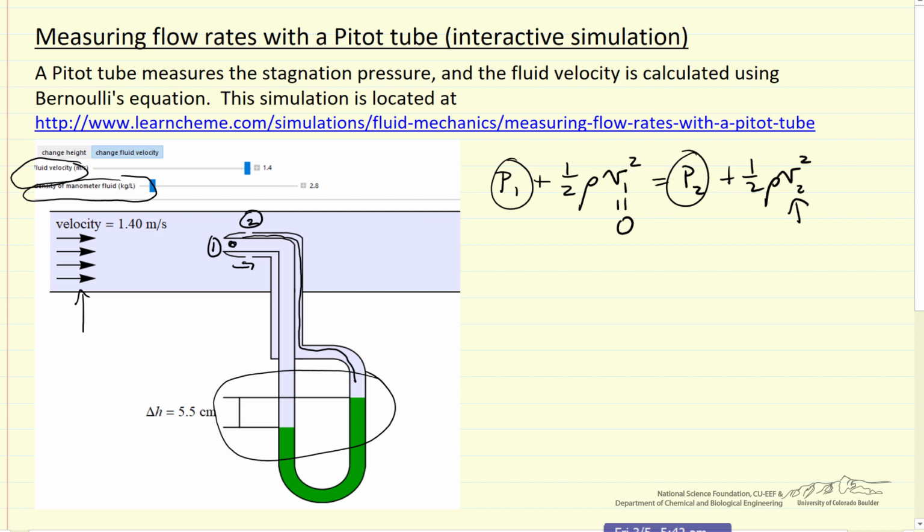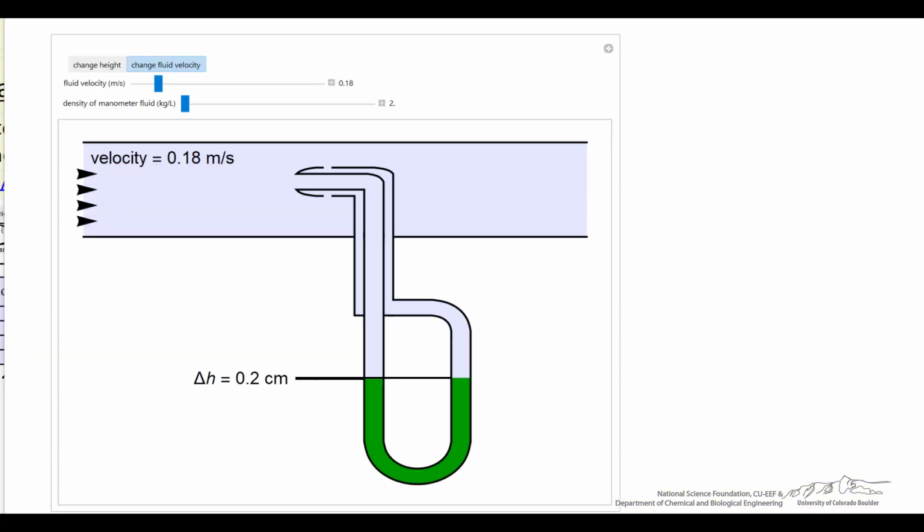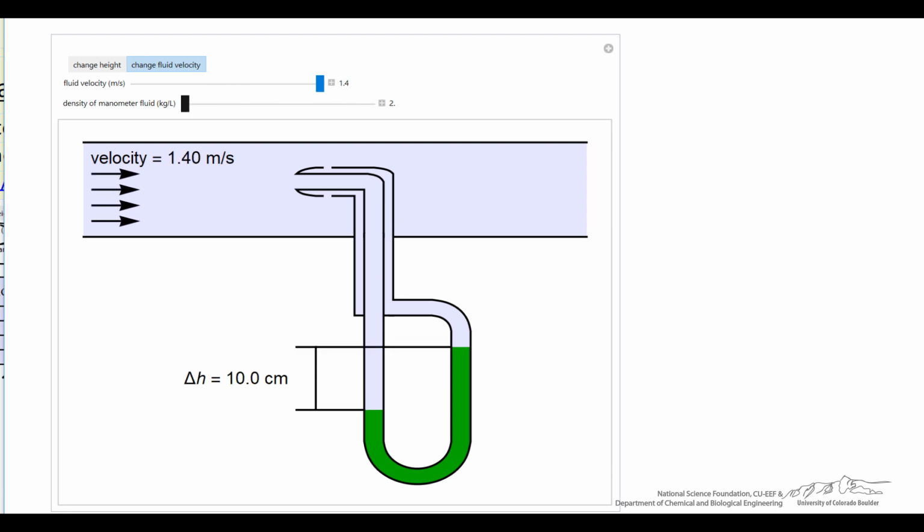So let's look at that interactive simulation. So here's the interactive simulation. You see at low velocity, not much of a pressure difference, and as I increase the velocity, the height of the manometer increases. If I increase the density of the fluid, then of course that height decreases. I can instead change the height, and of course the velocity increases.